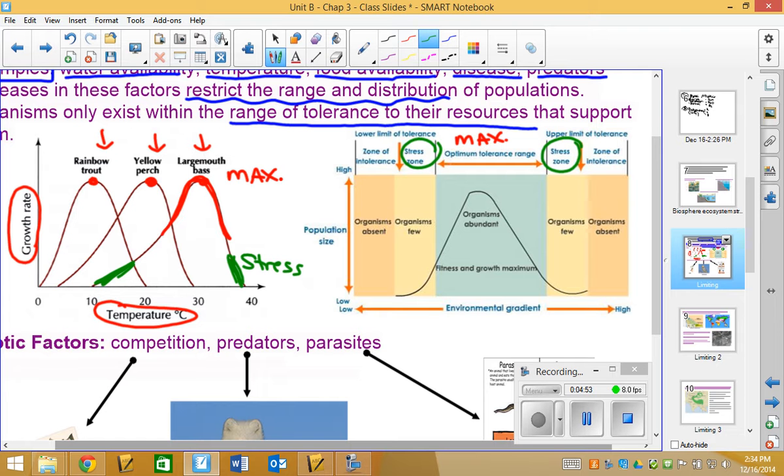The last range that we would want to look at on a graph is called the zone of intolerance, and that would be, for this particular organism, the part of the graph where the line doesn't even exist. We're saying that at temperatures higher than 40 or less than 10, largemouth bass just aren't there at all. They're not just stressed out by the temperature. Maybe it makes it difficult for them to grow. They, in fact, do not tolerate it at all. So the key here are the words absent, few, and many.